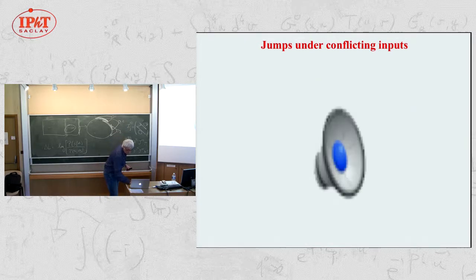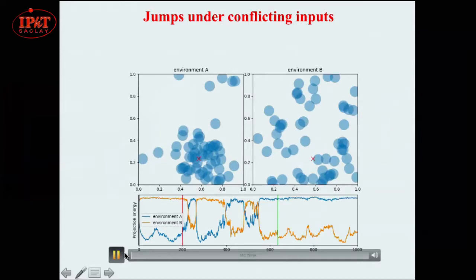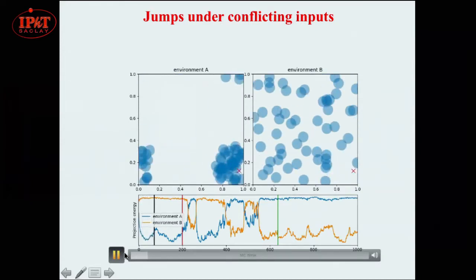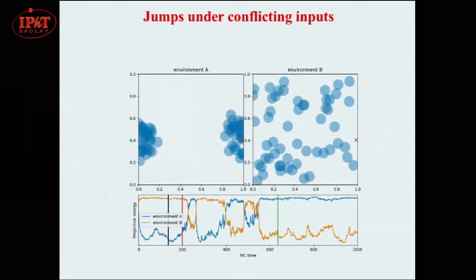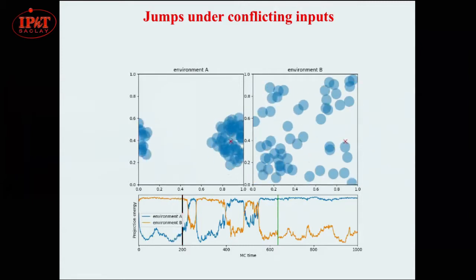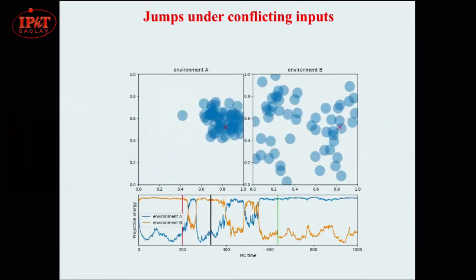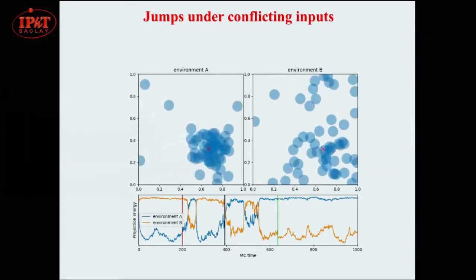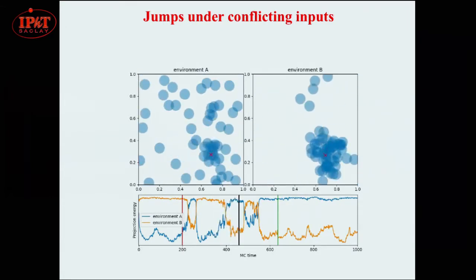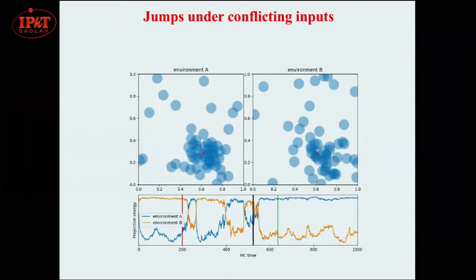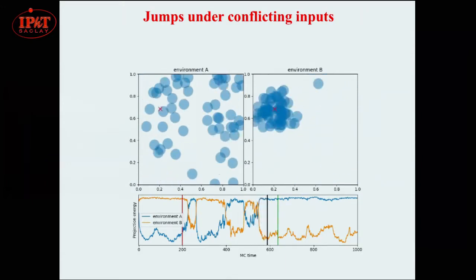So now, let me show you a simulation. So you see, for instance, here, this is the light switch, the red thing. Before the light switch, we have a single bump in environment A. And then due to this conflict, you see that the bump is jumping from A to B in a random way until it stabilizes in environment B.